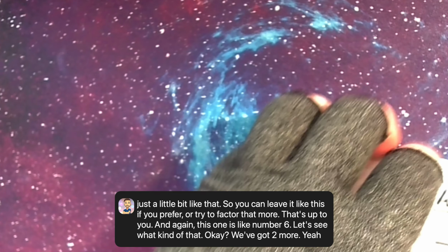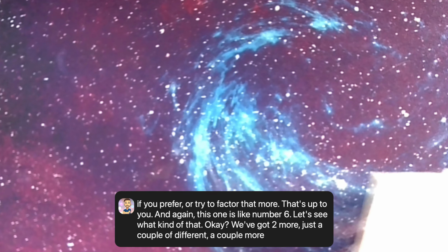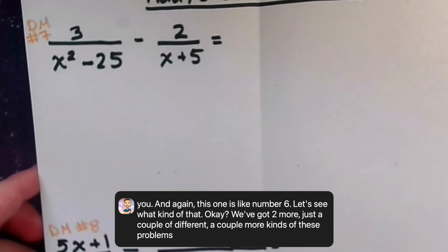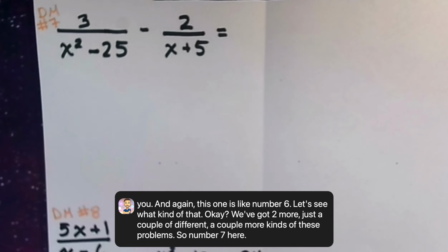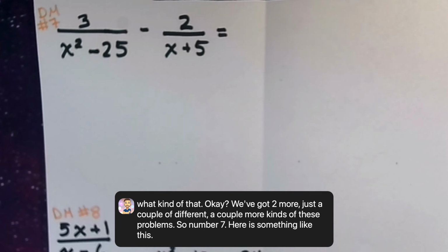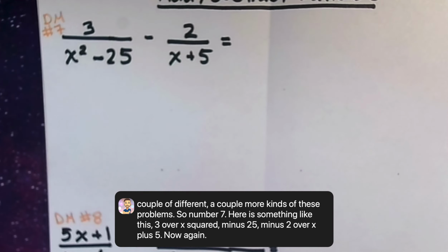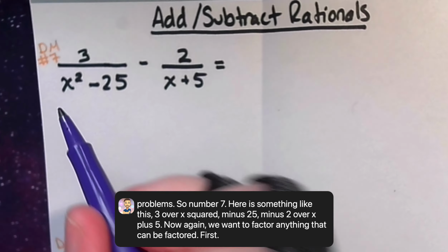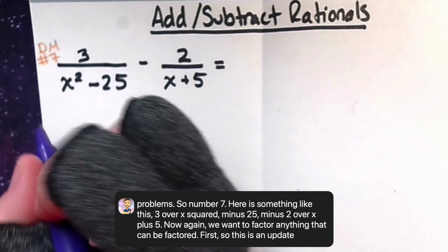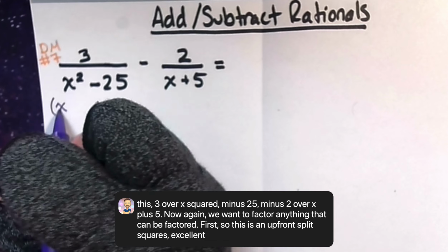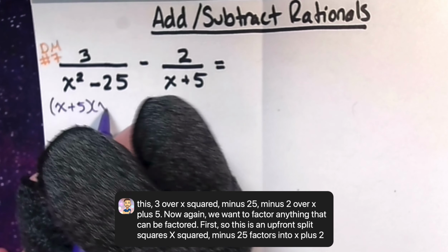Just a couple more kinds of these problems. So number 7 here is something like this: 3 over x squared minus 25 minus 2 over x plus 5. Now again, we want to factor anything that can be factored first. So this is a difference of perfect squares. X squared minus 25 factors into x plus 5 and x minus 5.